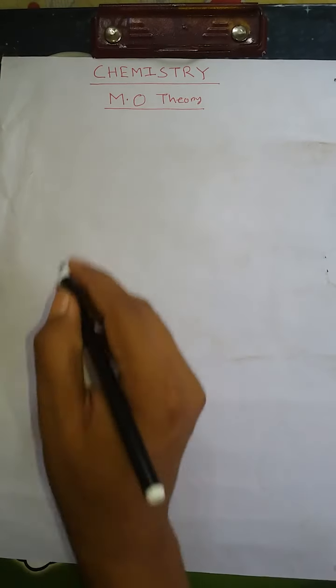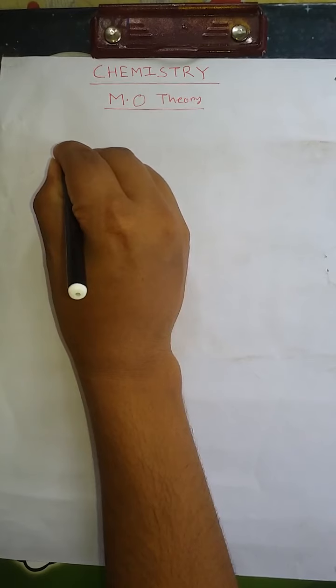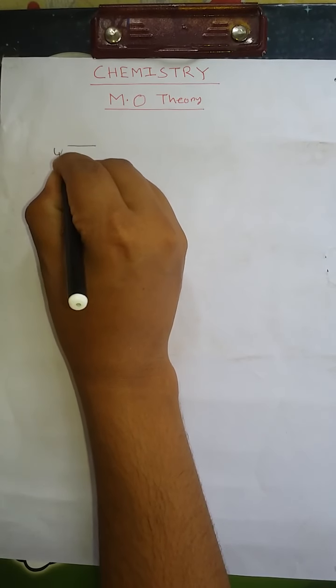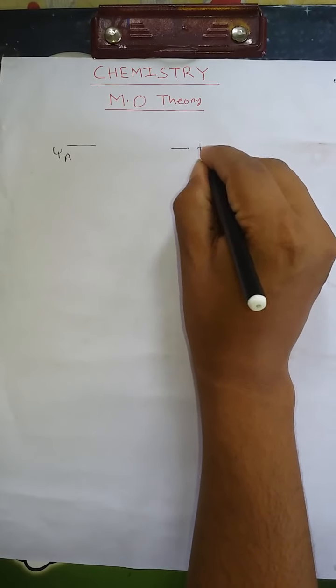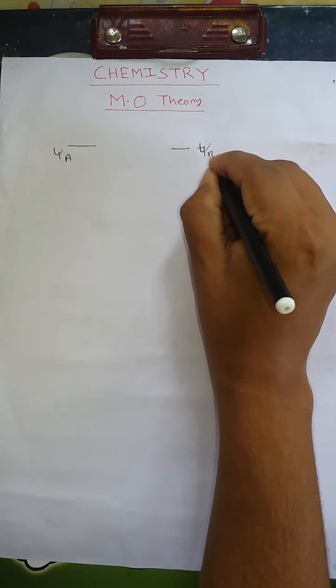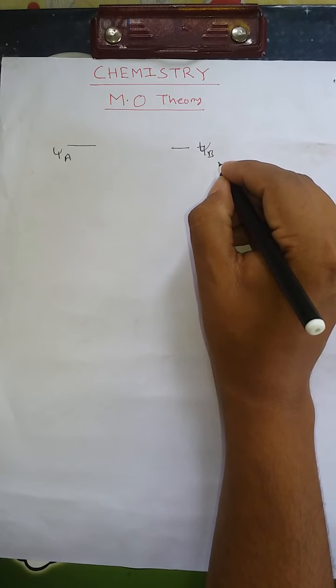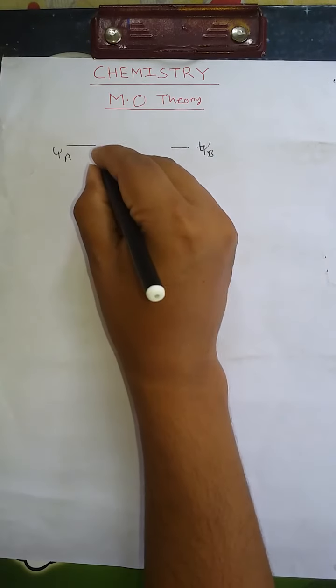Today I am going to discuss MO theory, or molecular orbital theory. You all know that in molecular orbital theory, when two atoms combine, two types of molecular orbitals are formed. Suppose a molecular orbital psi A and a molecular orbital psi B. When they combine, two types of molecular orbital form.